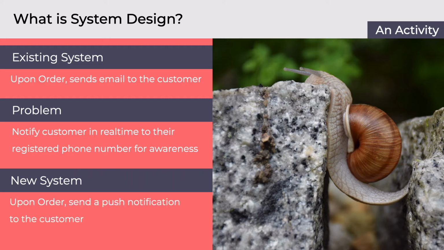As you see, there's a gap between the problem statement and the existing system. The question is, how do we fulfill this gap between the problem and the existing system? The answer is that we perform the system design activity and build our system accordingly. The system design will outline how we should modify the existing components in order to build the ability for us to send notifications in real time.